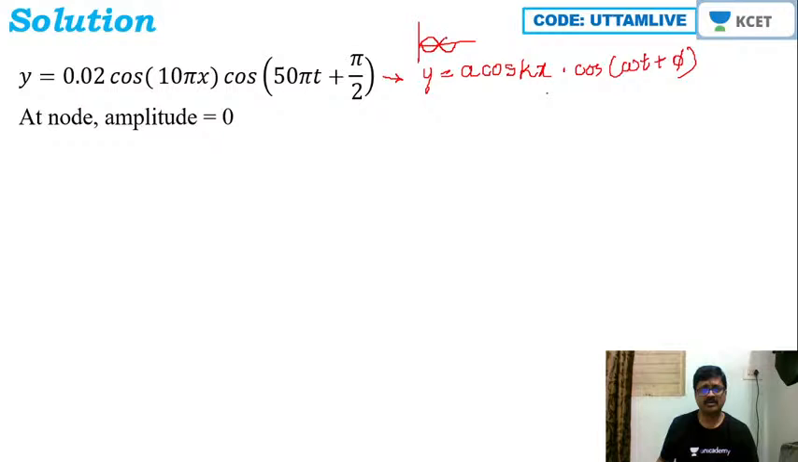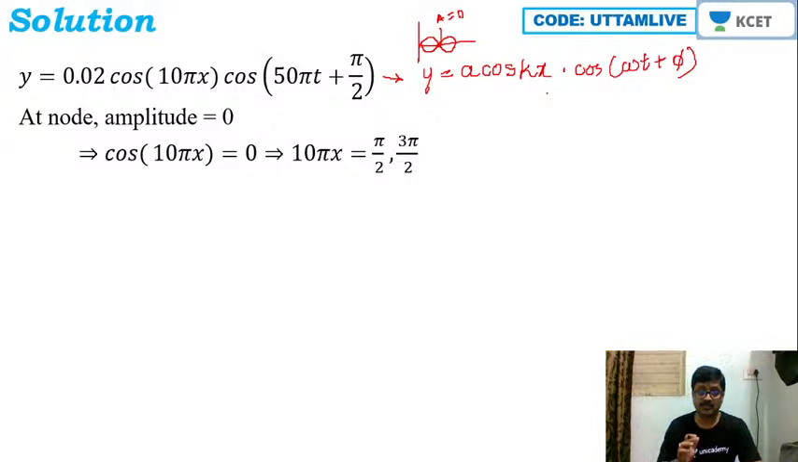So remember at a node, amplitude is 0. Now this is the node position, right? So here amplitude is 0. Accordingly, cos of 10 pi x should be equal to 0, because of 0.02 cos 10 pi x. Now this part is the amplitude of the stationary wave, so I'll take it as capital A. So cos 10 pi x is equal to 0, or 10 pi x should be equal to pi by 2 or 3 pi by 2. Right? Because under these two angular values, we know that the cosine function reduces to 0 in one full cycle.